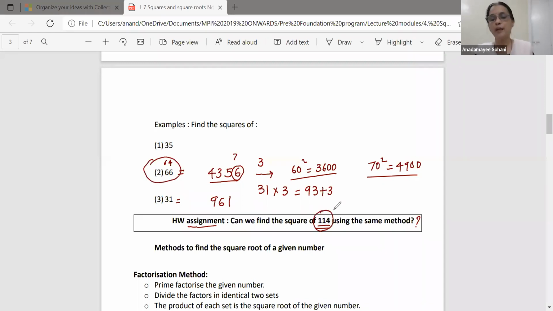Find out a method. Then your method does not stay restricted to 2 digits. You can convert the same method to 3 digits, 4 digits, whatever. So this is your homework assignment.